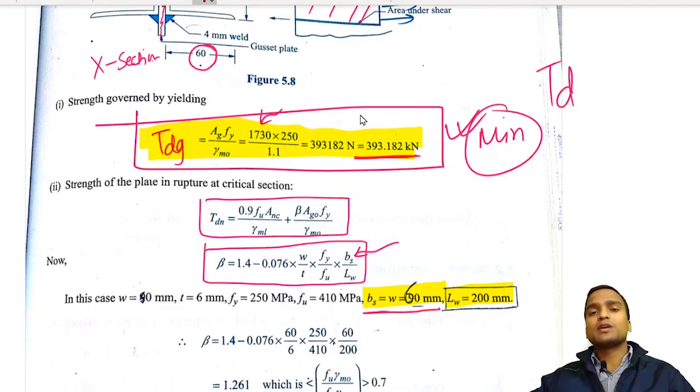We have discussed different types of examples pertaining to the calculation of design tensile strengths. We will be discussing the design concept behind tension members, and also gusset plates, tension splices and lug angles in the next videos.